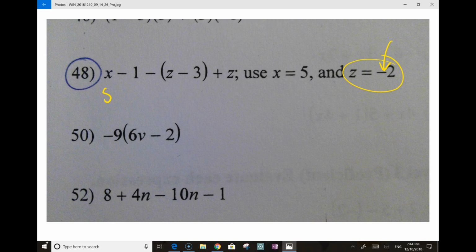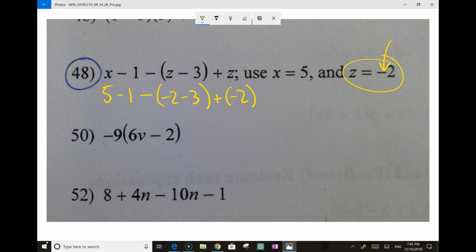So I have 5 minus 1 minus, parentheses, I keep the format the same. This is -2 minus 3. And then I have, as you can see, plus the value of my z, which is -2. So it becomes plus -2, and I put that in parentheses. And now from this point on, it's order of operations all the way to the end.